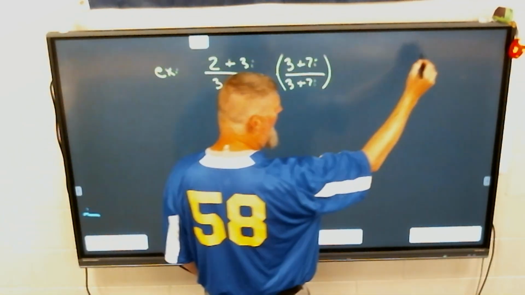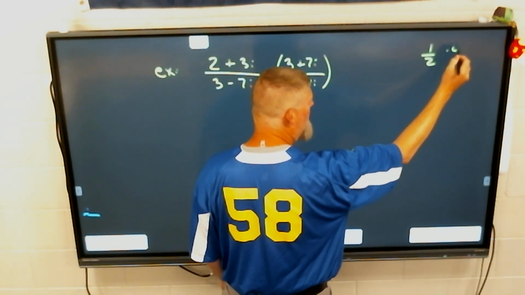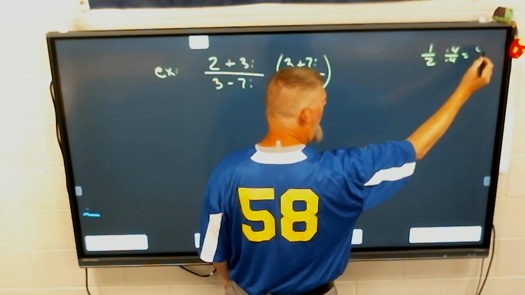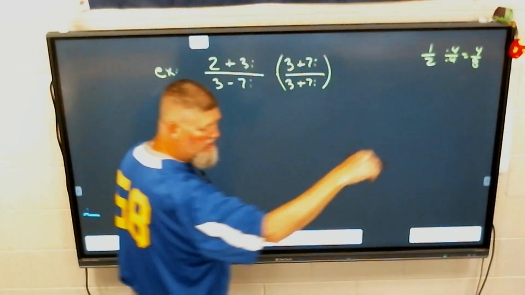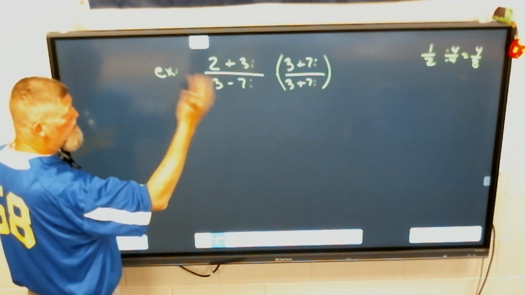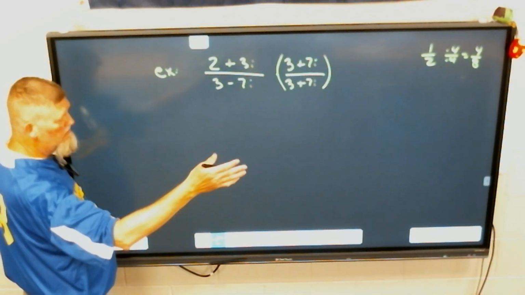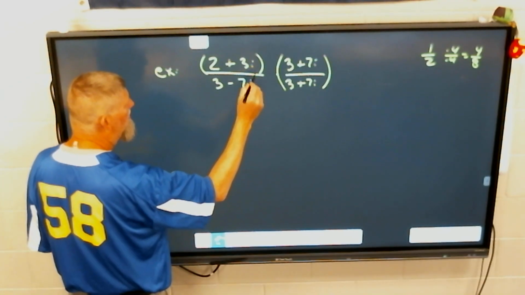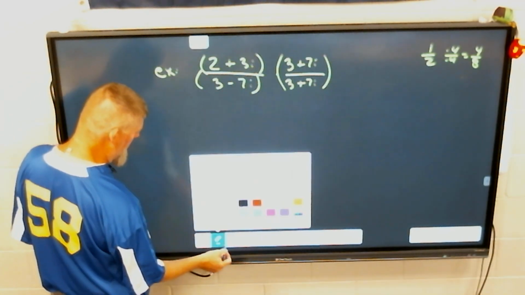It's like when I had 1/2, if I multiply the top and bottom by 4, I get 4 over 8. I'm changing the way it looks, not its value. So I'm not changing its value, just the way it looks. So then we have to go ahead and just multiply everything out. Okay. So the top is going to be, let's see here, let's change colors.